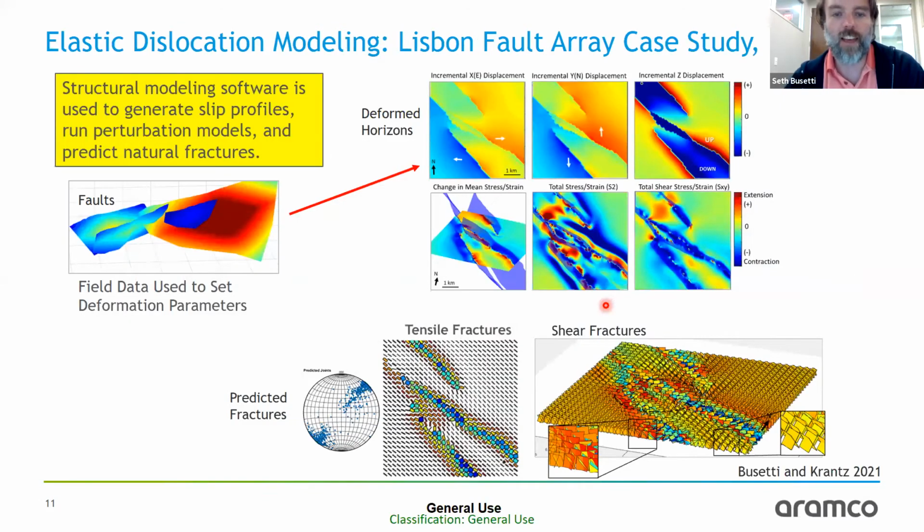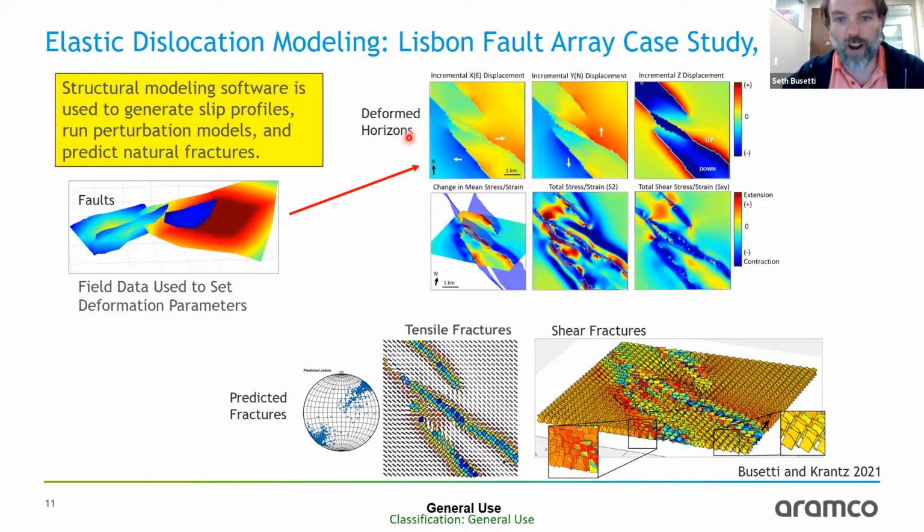So here's an example of that applied to the field. This is that Utah example. The structural modeling software is used to generate slip profiles, run the perturbation models, and predict natural fractures. So this is that slip offset data that's input on the faults. These are first run on a kinematic model to get some of the layers offset appropriately. And then a smaller distribution is run to get static perturbations or in situ stresses.